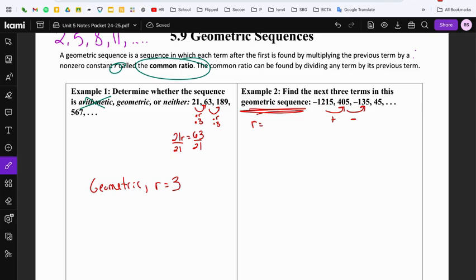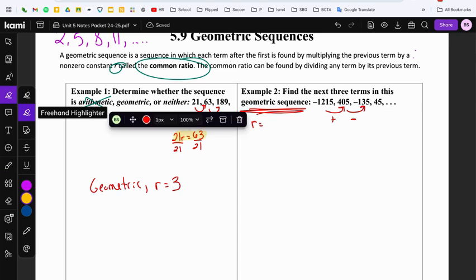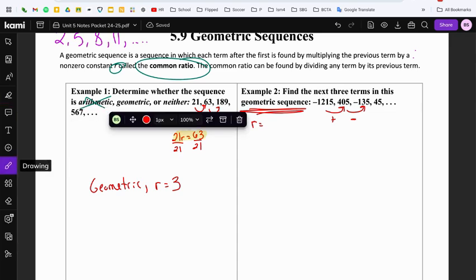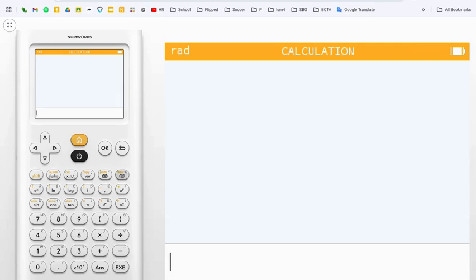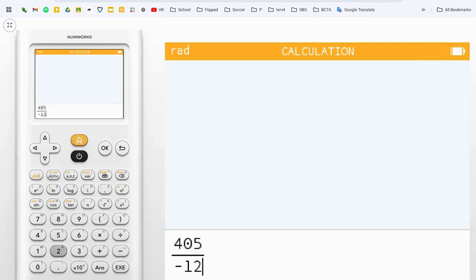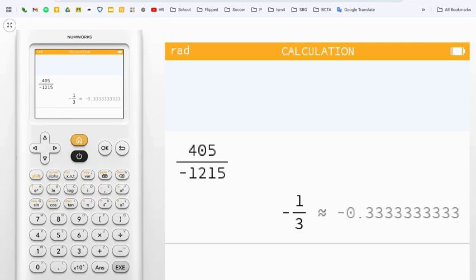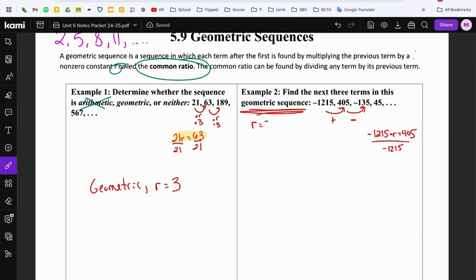I can do that by doing the same thing I did over here to the side with 21r equal to 63. I can take any term and divide it by the term before. Because any of these terms, like negative 1,215, I would multiply by r to get to my next term, 405. All right, let me divide both sides by negative 1,215. So we can take 405 divided by negative 1,215, and we find that we're multiplying, let's use our exact value, by negative 1/3. That's our r value. So r is negative 1/3.